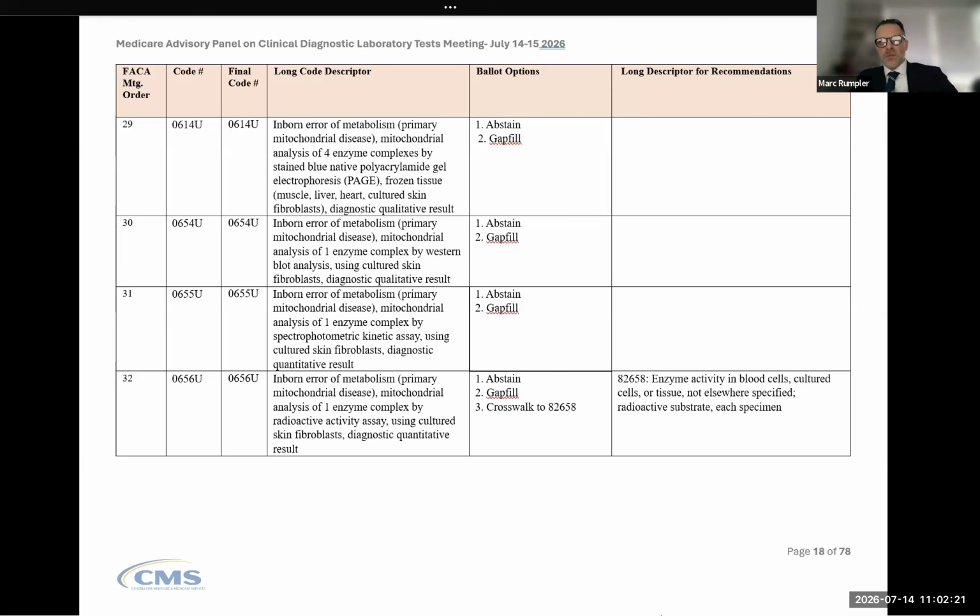In that case, the panel recommendation is a gap fill because there's no existing CPT or PLA code that captures a gel-based multiplex assay that simultaneously separates and stains 4 mitochondrial enzyme complexes. Thank you. Do we have any questions or comments from the panel or from CMS about this code? All right, if not, panelists, please cast your votes.